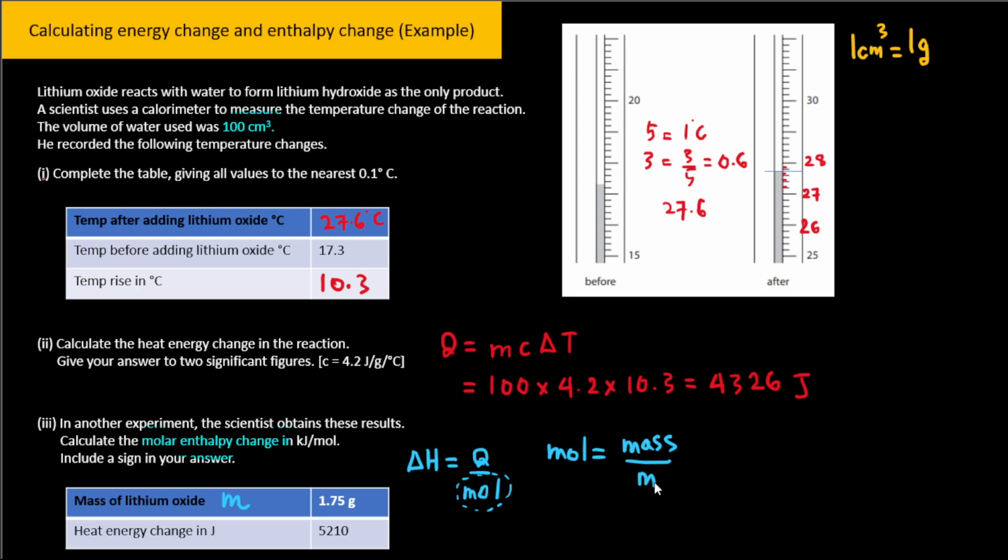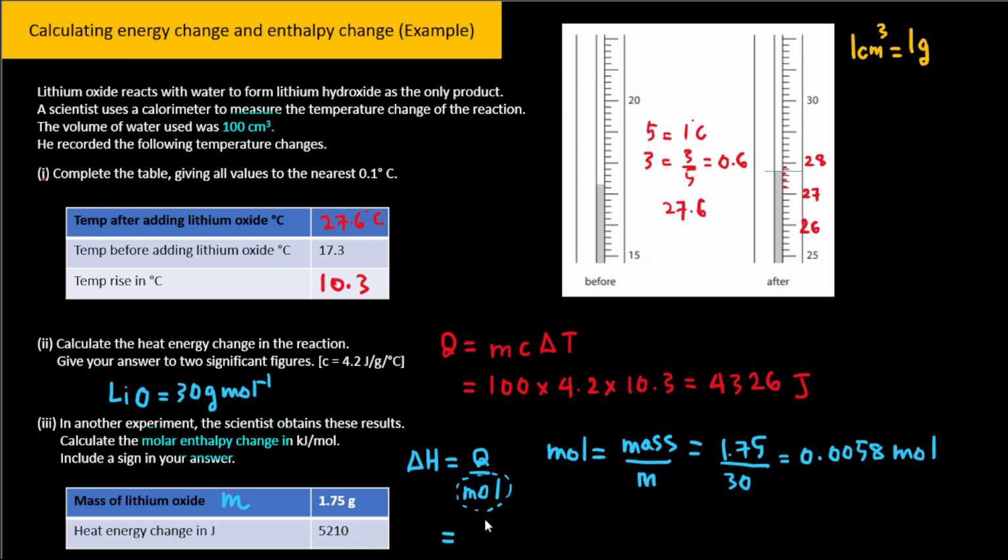All right, so let's do this. The mass given to you is 1.75 gram, and the molar mass, let's say it's lithium oxide, LiO. If you find it, you should get 30 gram per mole. This is coming from your periodic table. Divided by 30, you will get around 0.0058 mole.